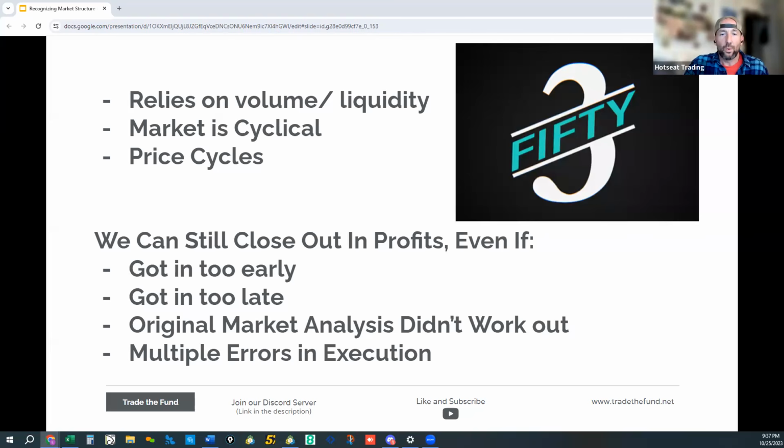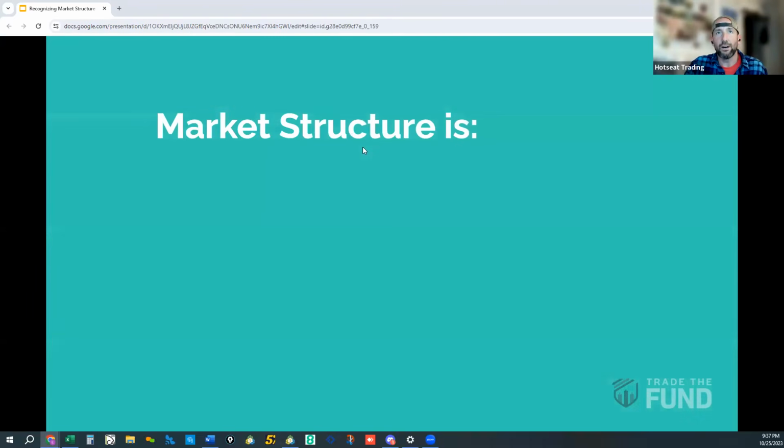So we're going to proceed with the ultimate question of market structure. All right, let's dive into it. The moment that I know you've been waiting for, the definition of market structure, and it is the current structure of the market. I know it sounds silly, but what is market structure?